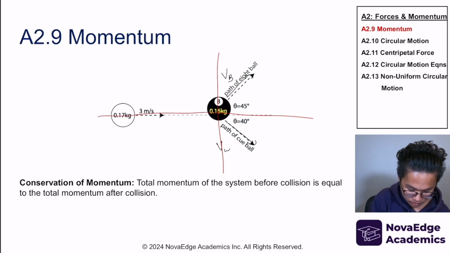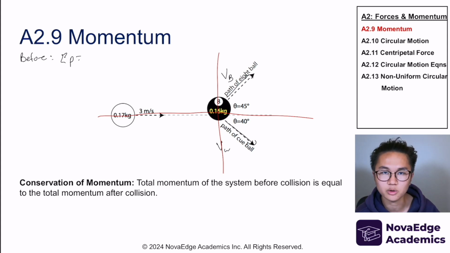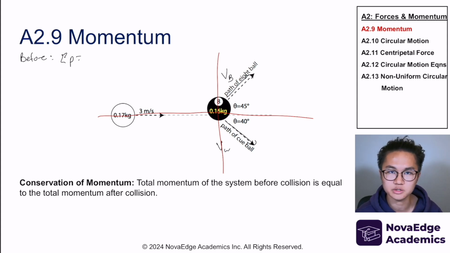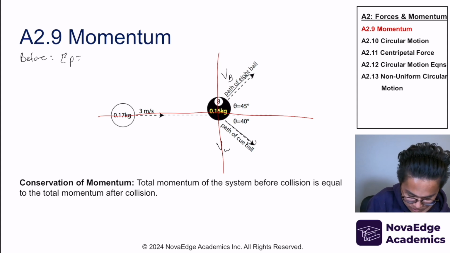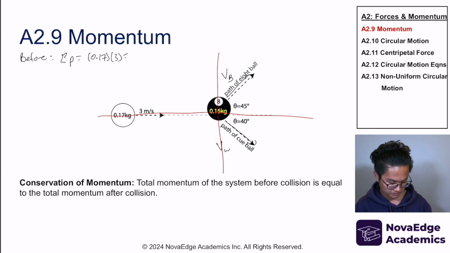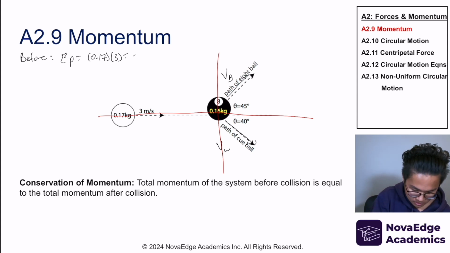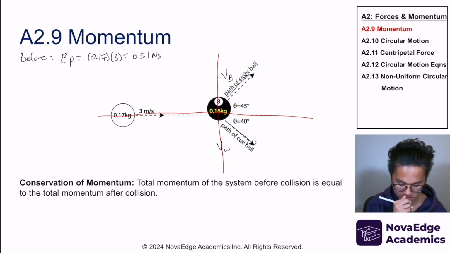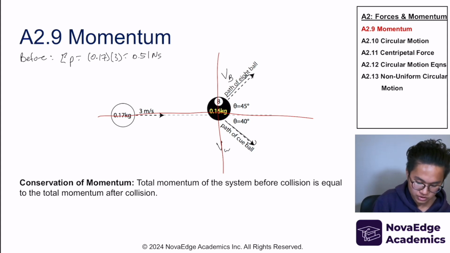So before collision, the total momentum of the system is simply the white ball's momentum because the black ball is not moving, therefore mass times velocity is 0. So that's simply equal to 0.17 times 3, and that is equal to 0.51 newton seconds. After collision, this needs to be the same.